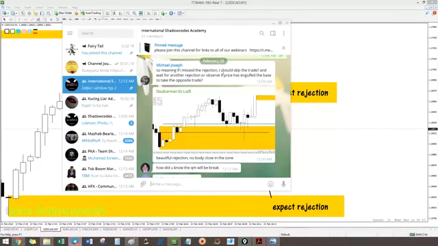Meaning I missed the rejection. Should I skip the trade? Yes, keep the trade. Wait for another rejection. Yes, wait for another rejection, and observe if price has engulfed the base to take the opposite trade.